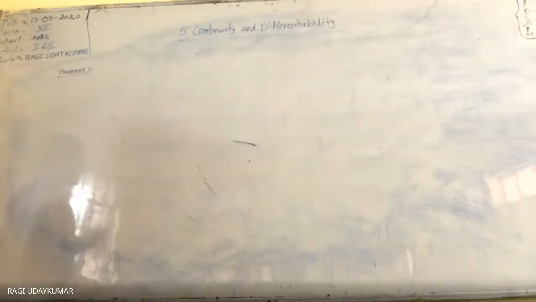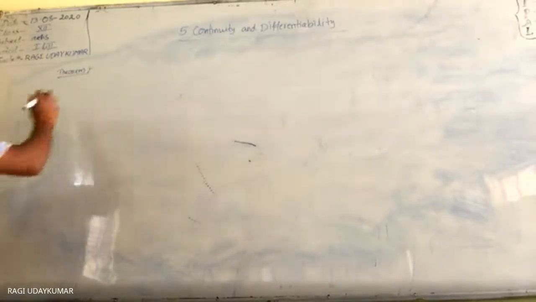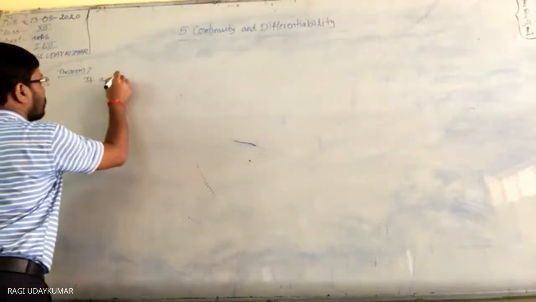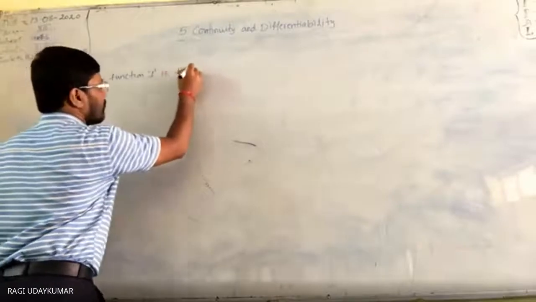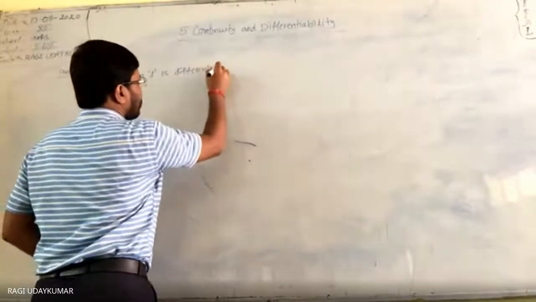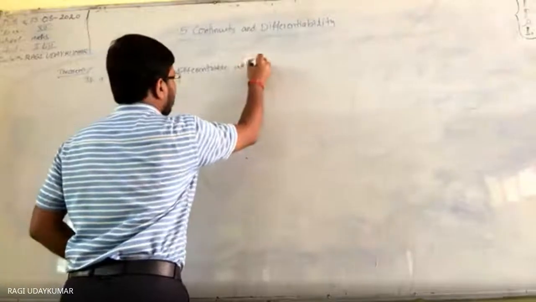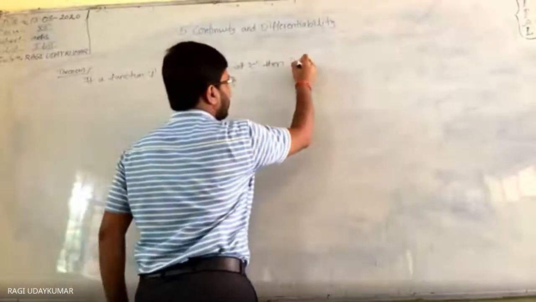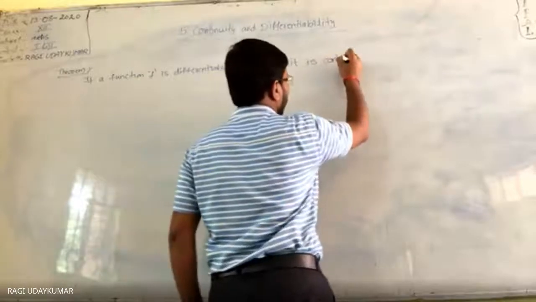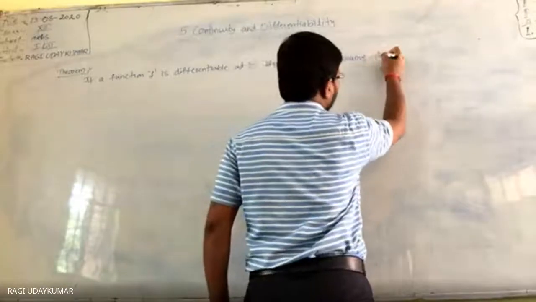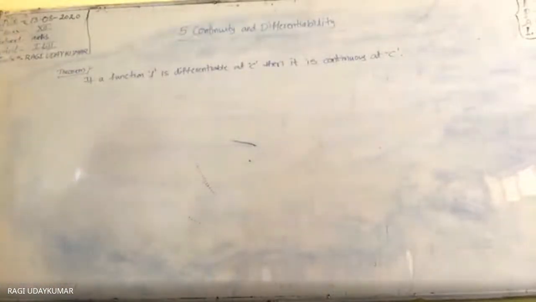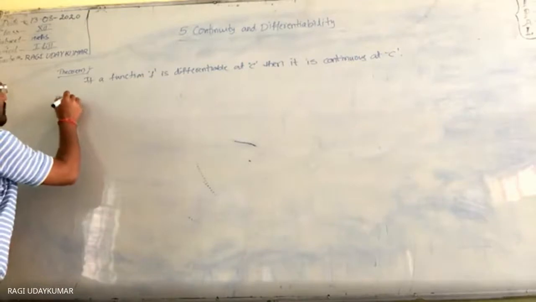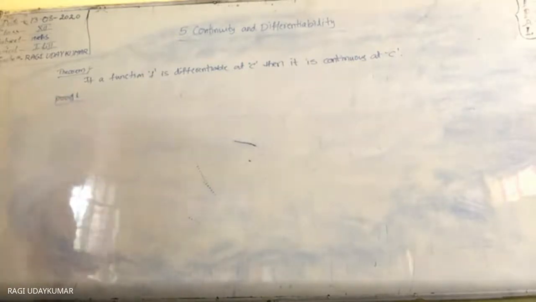If a function f is differentiable at a point c, then it is continuous at c. If it is differentiable at a particular point c, the proof is simple, there is nothing difficult here. Already it is given that it is differentiable at c.